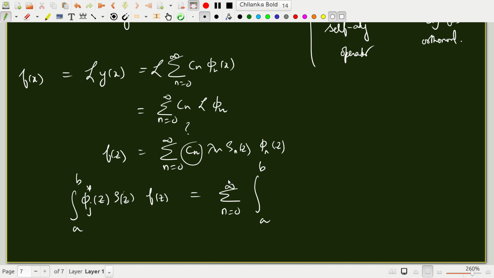So a to b, this is nothing but Cn lambda n, phi j star of x phi n of x, rho of z times dz.